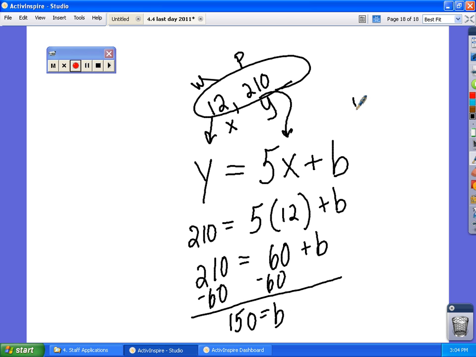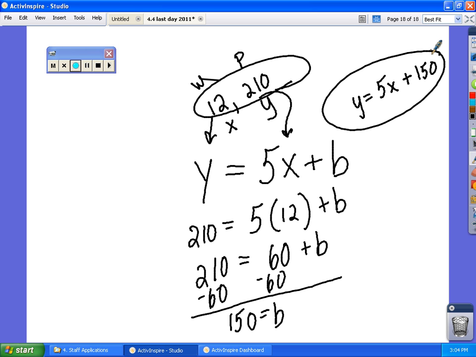Now I know my equation, Y equals $5 a week plus, it must have been a $150 installation fee. And that actually answers all the questions. But actually, no, it doesn't answer 55. It says write the point slope form.